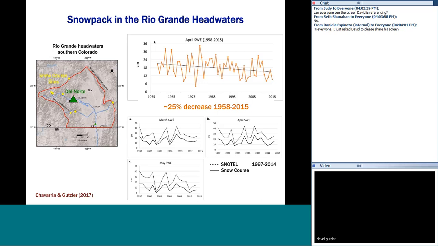Again, with lots of interannual variability, the curves in the lower right simply serve to try to convince us that the snow course data are reproducing interannual variability reasonably in more recent data compared to the SNOTEL sites. And as we would expect, the SNOTEL sites, given by the dashed lines, show higher absolute values of snowpack because they're generally located at higher elevation. So what we see in the climate record over the past half century or so is a rapid increase in temperature, a corresponding decrease in snowpack, and very little trend at all in total precipitation.